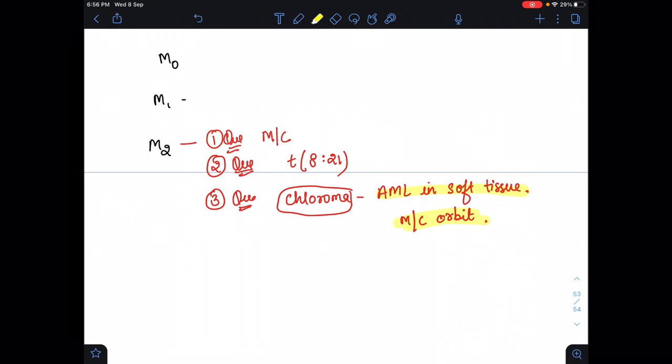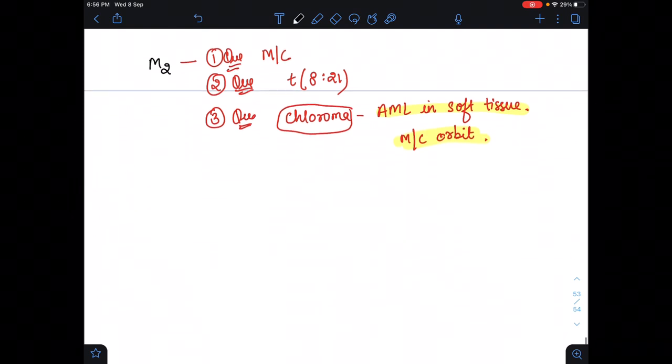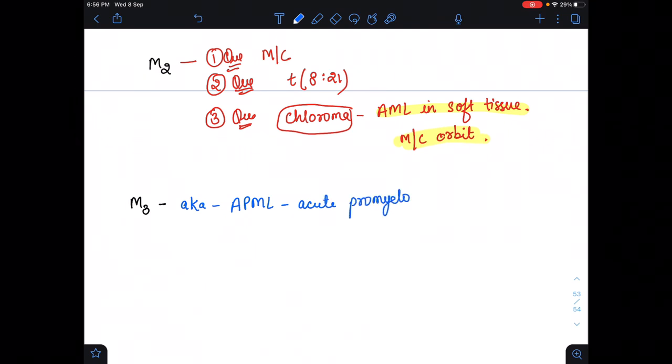So these were the 3 questions about the M2. Now let's move to the M3. From the M3 also 4 questions were asked. In the M3, first we have to know what is the other name for M3 type AML. Please remember it, it is also known as APML, that is acute promyelocytic leukemia.